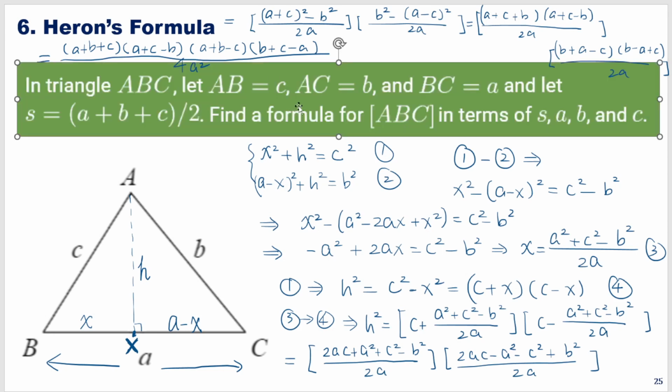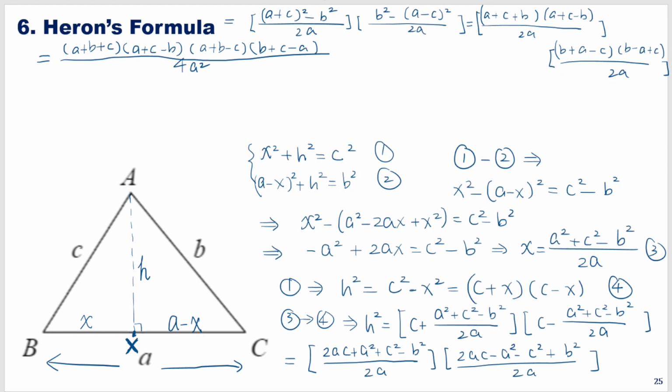Okay, note that we are given s equals half of a plus b plus c, right? So we can express a plus b plus c as 2s, right? A plus c minus b is 2s minus 2b. Can you see that? Because 2s is a plus b plus c, and the minus 2b gives you a plus c minus b. Can you see that?